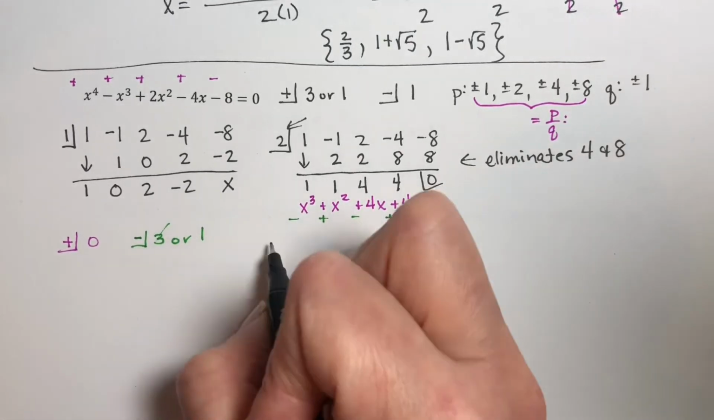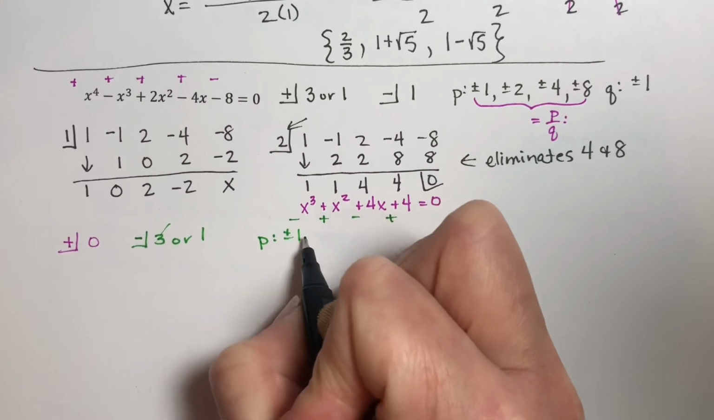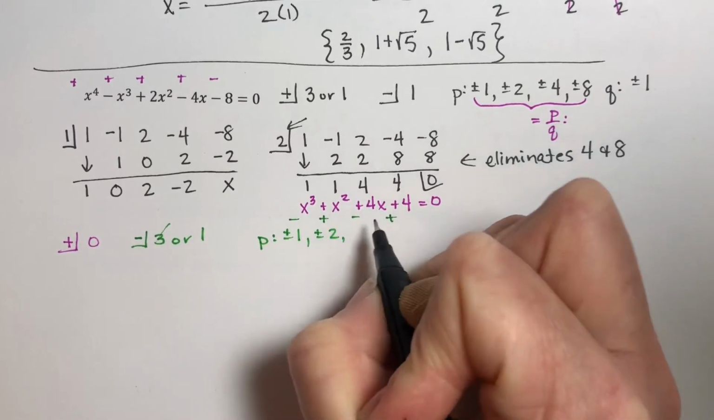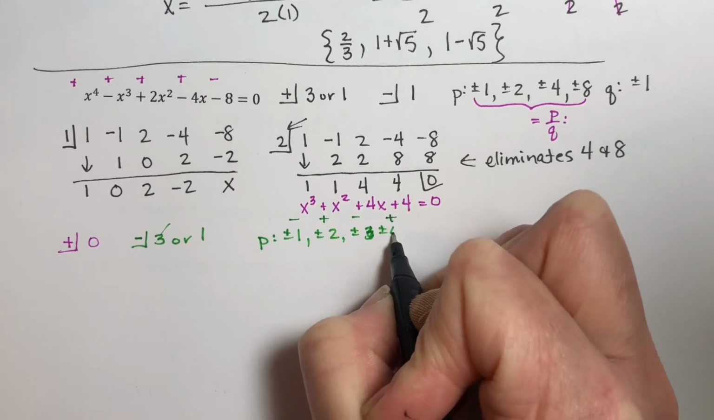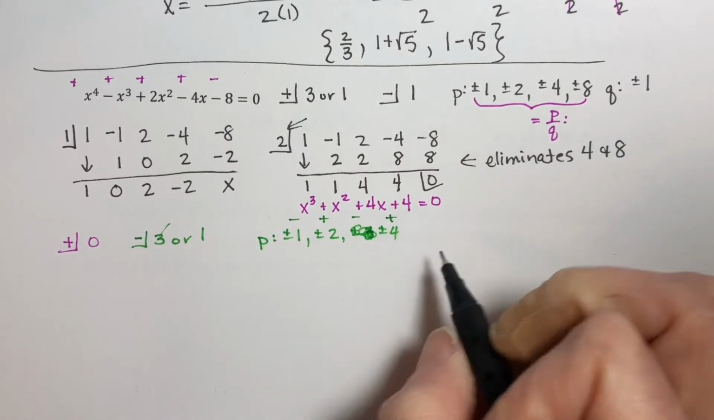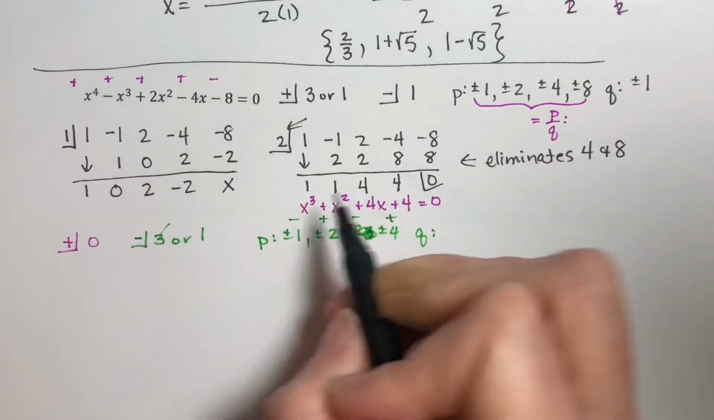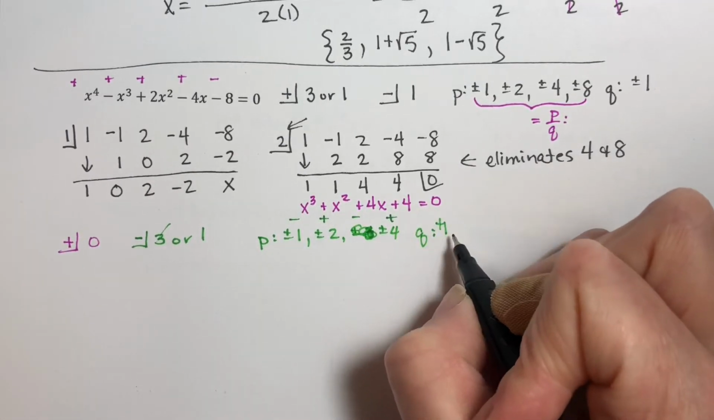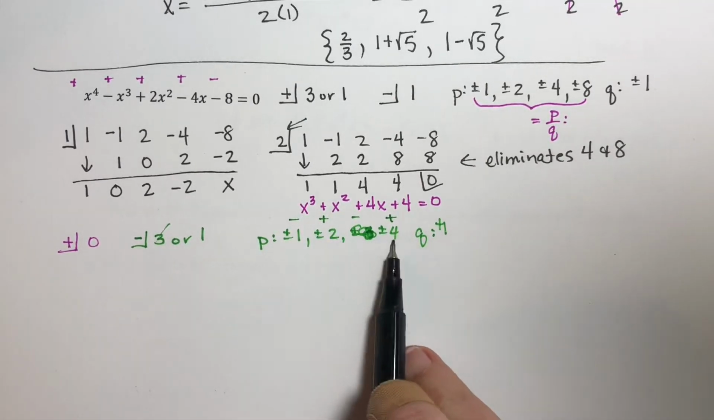And we know that our p-value is going to come from 4. Not 3, and plus or minus 4. Sorry, I don't know why I wrote down 3, just in a habit, in a groove. And then of course our q value comes from 1. So this is our p over q. So my possibles are 1, 2, 4, negative 1, negative 2, negative 4.